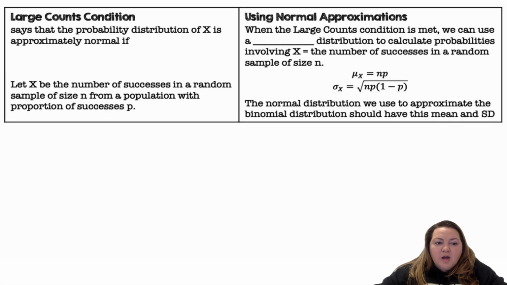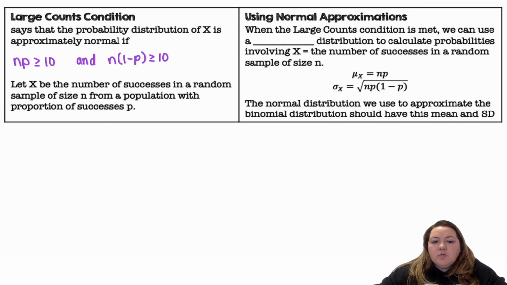We're going to learn about a normal approximation to binomial distributions. When we're checking if a binomial can be approximated to be normal, we check the large counts condition, which says that the probability distribution of x is approximately normal if n times p is greater than or equal to 10 and n times 1 minus p is greater than or equal to 10. We let x equal the number of successes in a random sample of n from a population with a proportion of success equal to p.